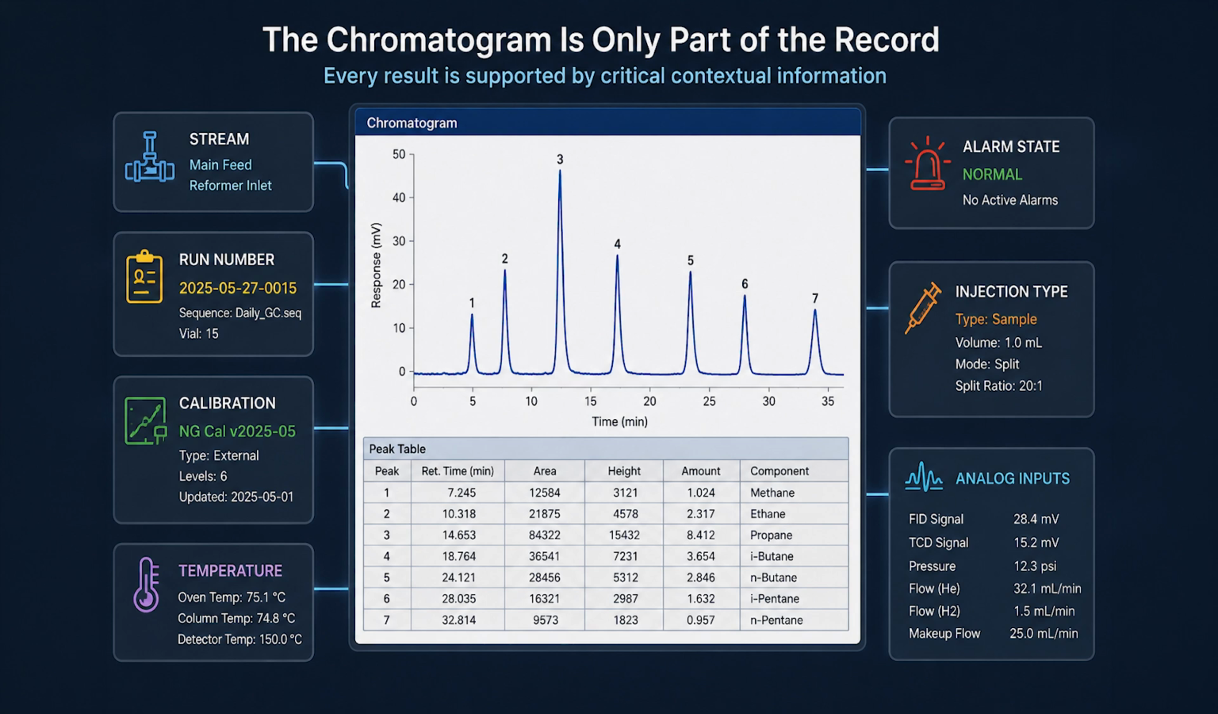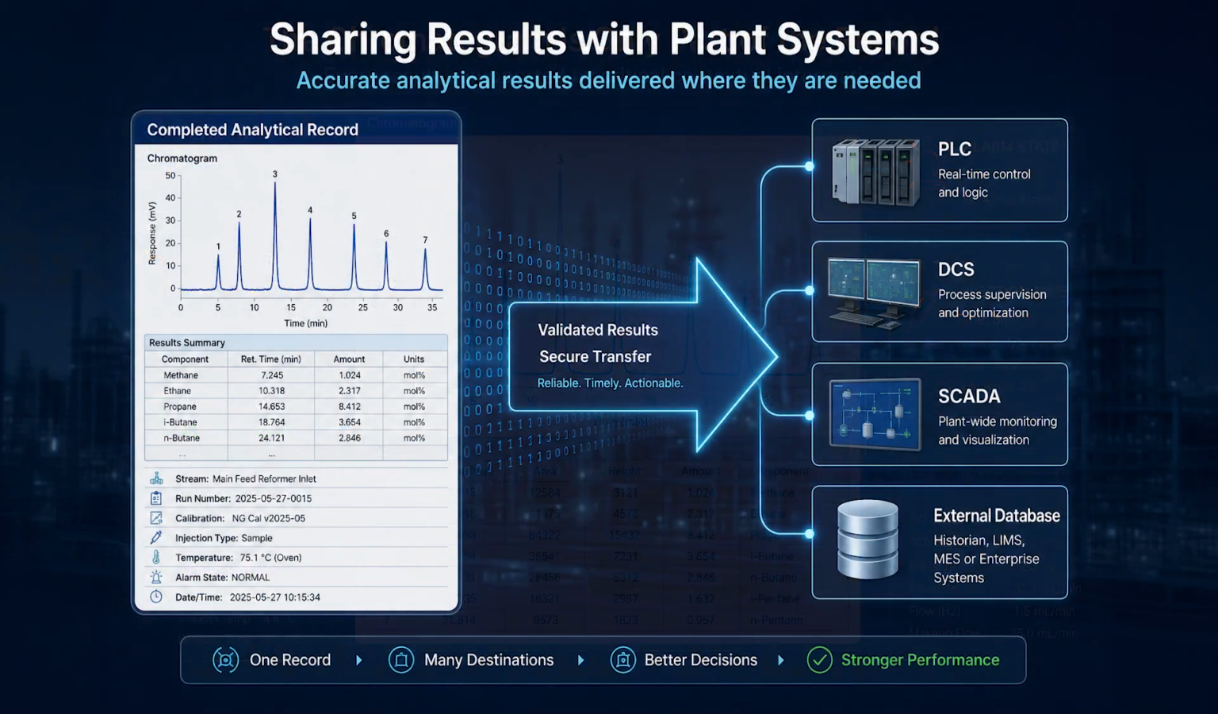Chromperfect can store much of this information directly in the raw file. Examples include the run number, scheduling mode, stream type, calibration level, injection description, temperature reading, alarm state, and values from configured analog inputs. This creates a more complete analytical record and allows process information to be included in calculations and reports. Once the chromatographic result has been calculated, it often needs to be shared with a PLC, DCS, SCADA system, or another external device.